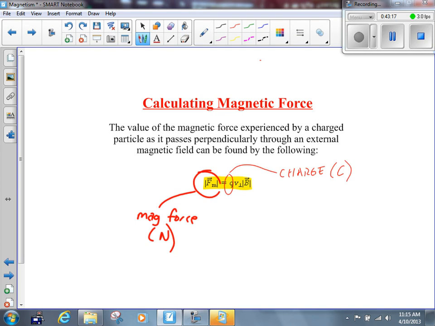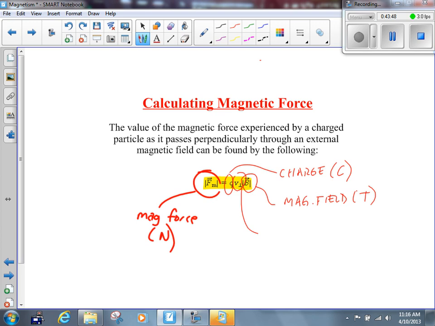If it happens to be a negative charge, we're going to drop the sign of the charge just like we did all of last unit. We never want to put the sign of a charge into an equation. B stands for the magnetic field strength, not the magnetic field that's caused by the moving charge. There is one there, but we don't care what its value is. This equation takes care of it for us. We want the value of the external magnetic field, the strength of the magnetic field that was already there, and it's going to be measured in tesla.